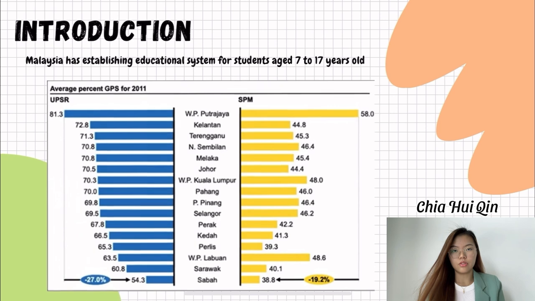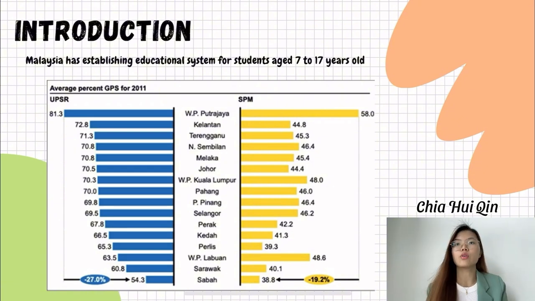Malaysia has done a good job of establishing an educational system for students aged 7 to 17 years old. We can look at the graph. Comparing Sabah to Putrajaya, there is a 27% difference in the primary school UPSR and a 19.2% difference in the high school SPN.